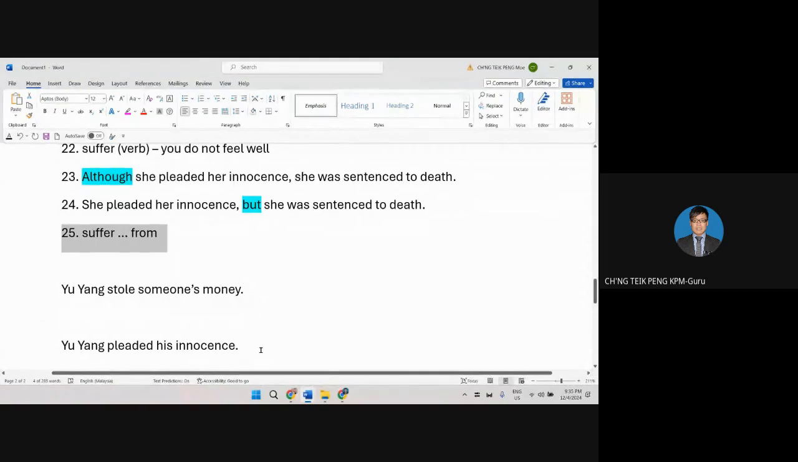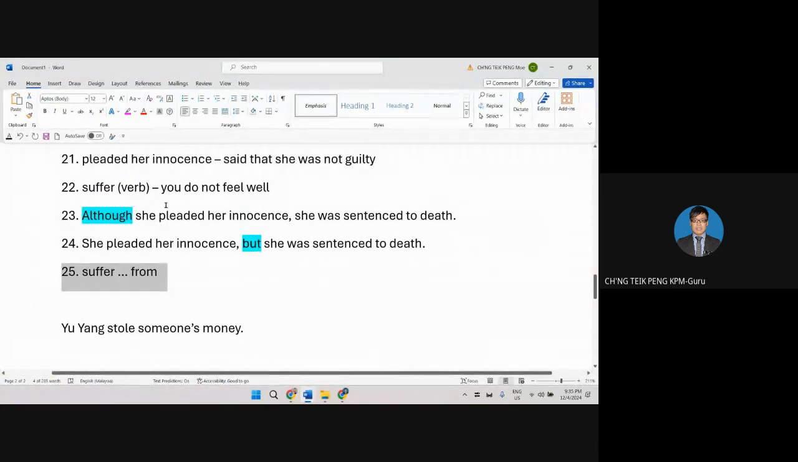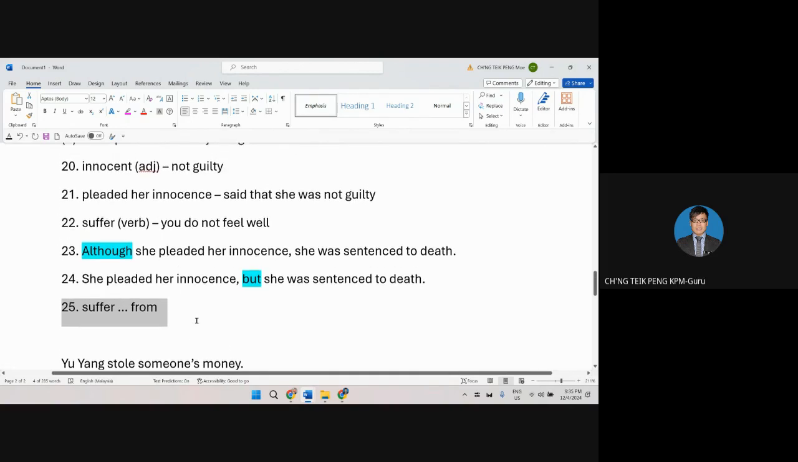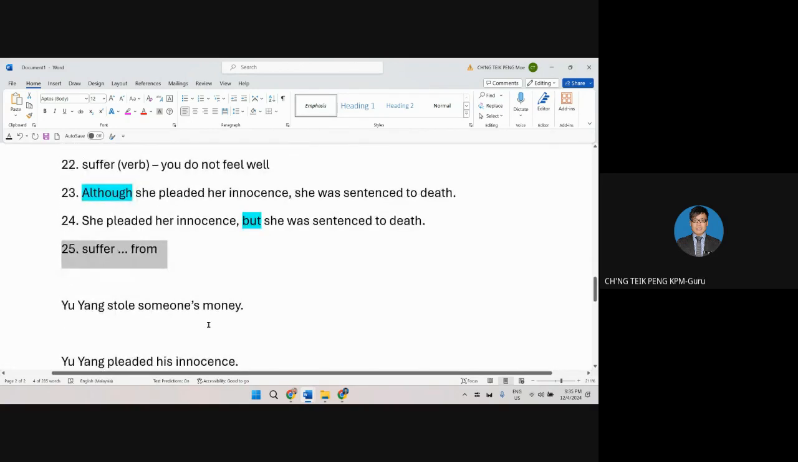Remember, if you are using suffer, you have to use from. Understand? So suffer means you do not feel well. When you fall sick, you will suffer. Understand? When you suffer, you do not feel well. 你很痛苦。That's all.